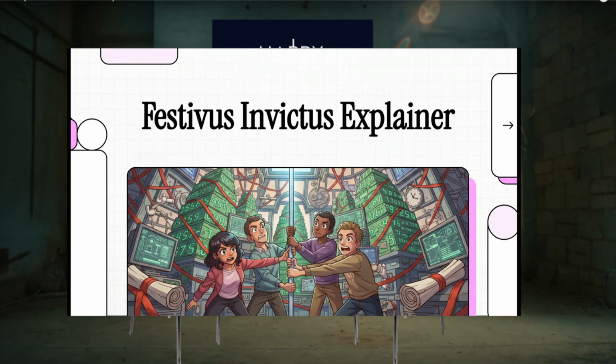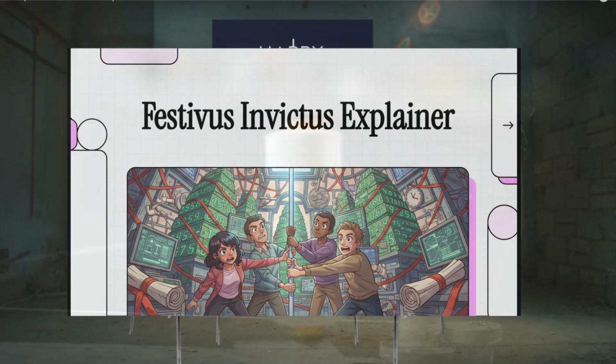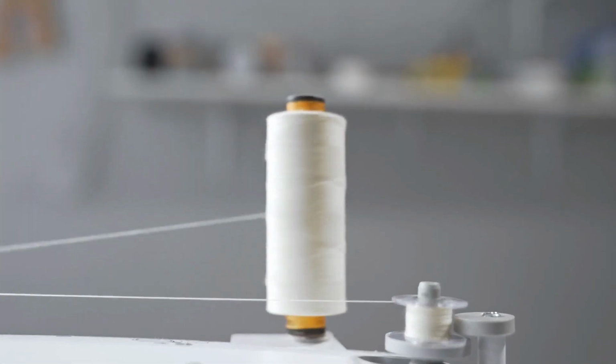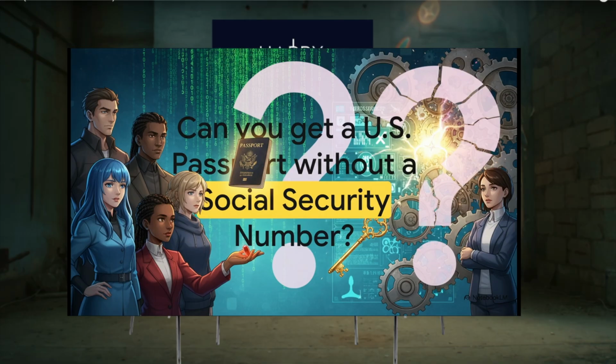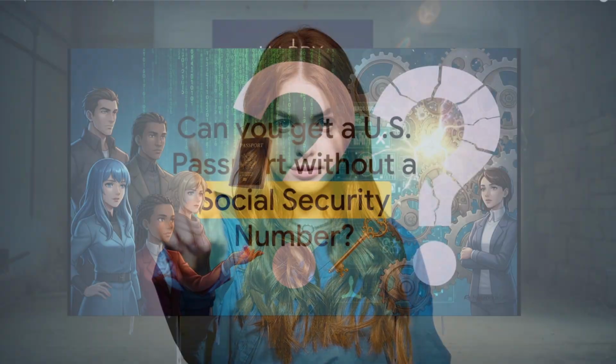So let's just start with one simple question. The question that, if you pull the thread, can unravel the whole system. Can you get a US passport without a Social Security number? Now, I know what you're thinking. No way. The system is absolutely designed to make you believe that. But what if that's wrong?